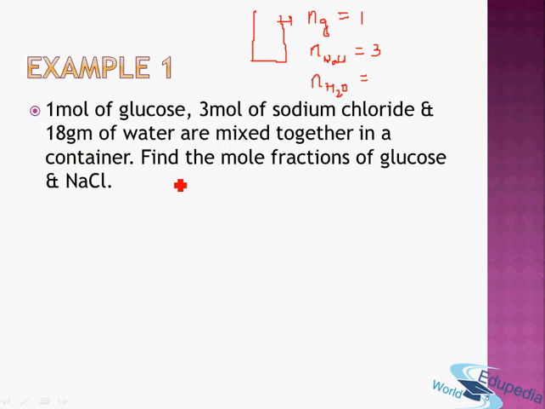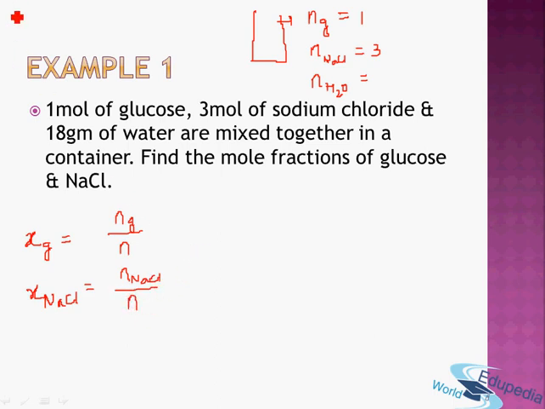So to calculate mole fraction of glucose and NaCl, what will I do? I'll simply use the formula. Mole fraction of glucose, let's say Xg, will be moles of glucose divided by total moles. And mole fraction of NaCl will be moles of NaCl divided by total moles.